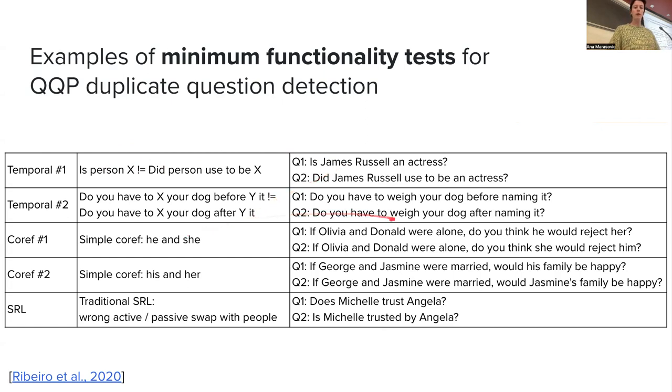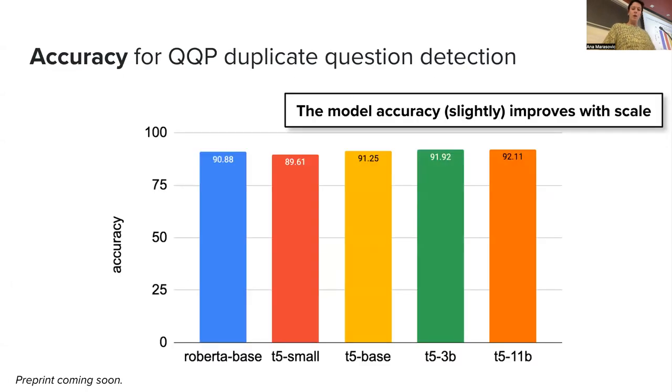Coreference, for example, figuring out who the pronouns refer to in the same question, and so on. So there are a few of them. I don't want to read all of them out loud, but the point here is that they're very simple. You are just changing things slightly. Okay, and here is the performance of the T5 model.